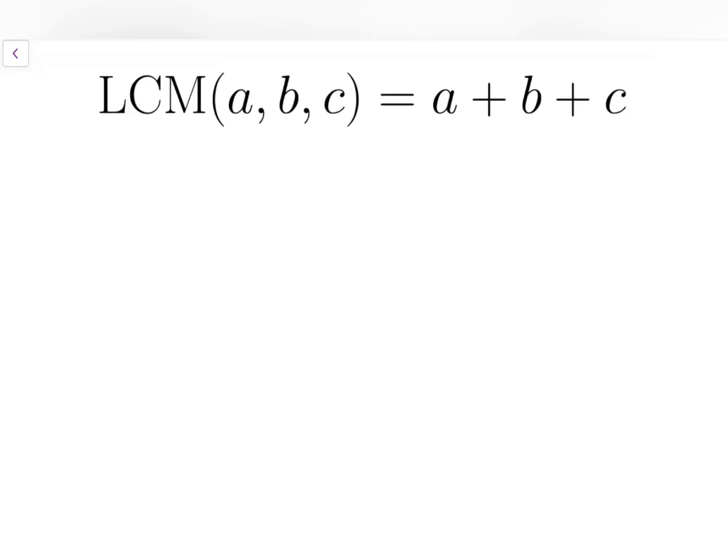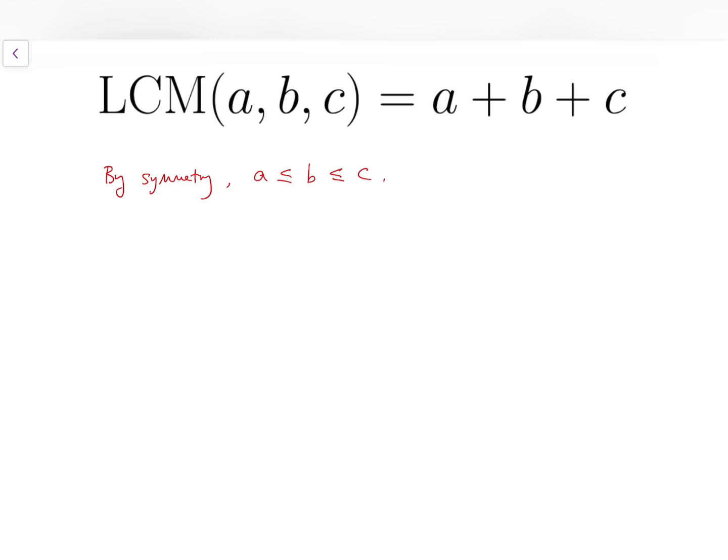We'll notice that both sides of the equation are symmetric. Their values do not change no matter how I arrange the order of a, b, and c. So that means, by symmetry, I can assume that a is the smallest, and then b, and then c is the largest number.